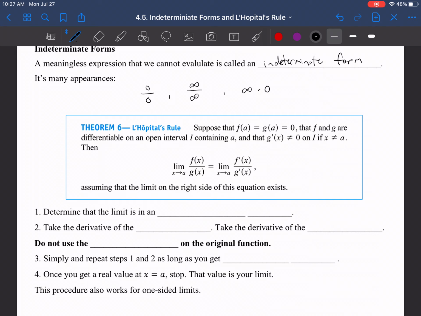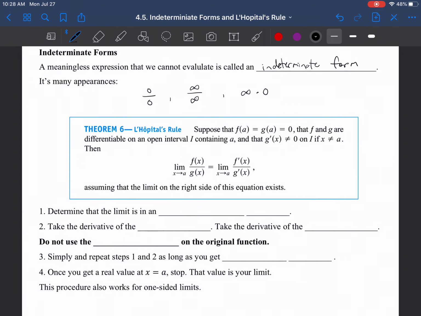So basically what this is telling us is that if we want to determine the limit of functions that may give us indeterminate forms, we want to first determine that the limit is in an indeterminate form, which we did on the previous one, because if it's in a determinate form, you don't want to do this. You just want to stop. Don't go past a form that does have a limit. We're worried about the ones that are in indeterminate form. If they're indeterminate, then we can do this. Once you get to a point where it's determined, you stop.